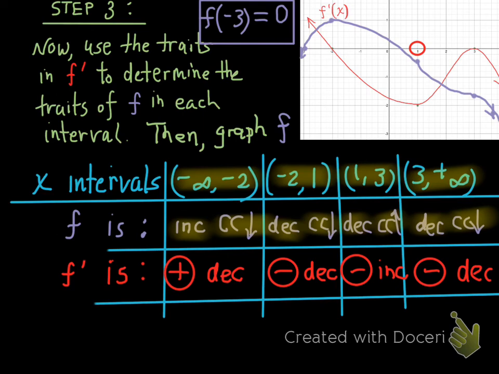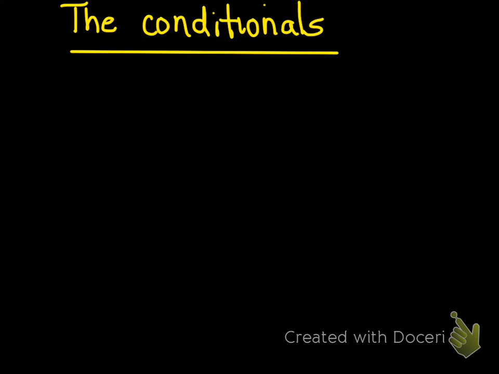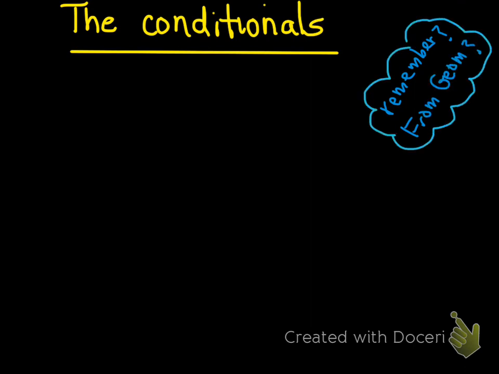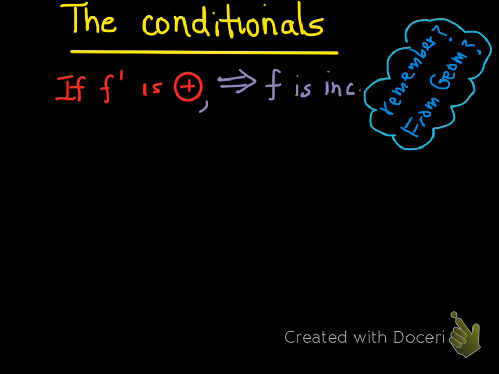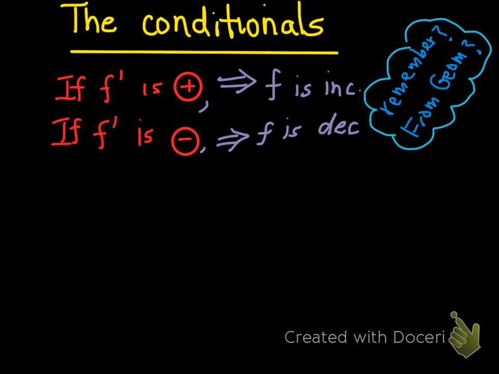Okay? Now, here are the conditionals that you guys want to see. These are the conditionals that provide for you what is it about f prime, then what can I conclude about f. These are conditionals. Do you remember this from geometry? These if-then statements. Here they are. Number 1, if f prime is positive, if the red graph is positive, then f has got to be increasing. Likewise, if f prime is negative, then f is decreasing.